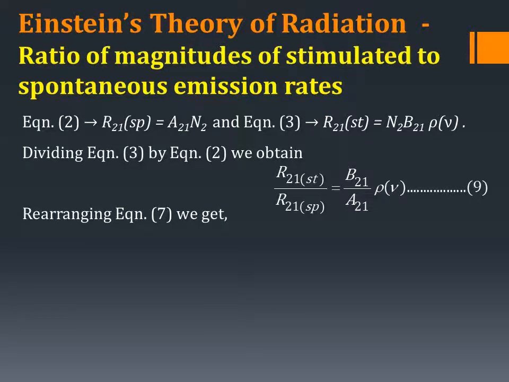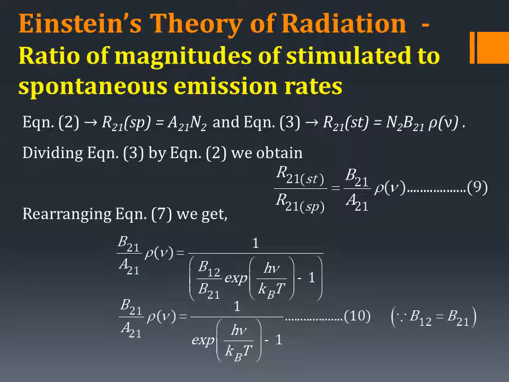Rearranging equation 7, which we've obtained earlier, we get B21 by A21 rho nu to be equal to 1 divided by B12 by B21 exponential h nu by kBT minus 1. But we know B12 by B21 is equal to 1. On substitution of that, we have B21 by A21 rho nu to be equal to 1 divided by exponential h nu by kBT minus 1. This we call as equation 10.